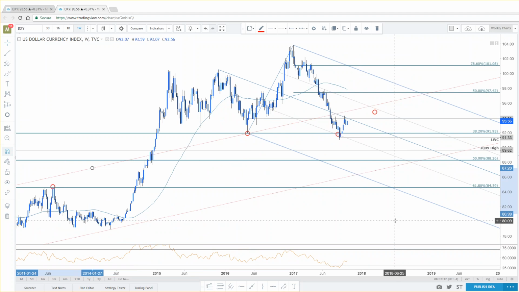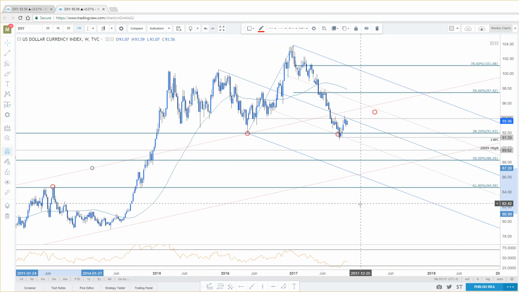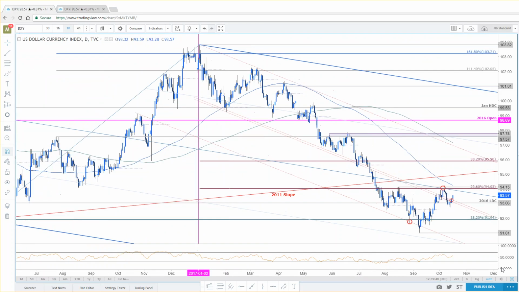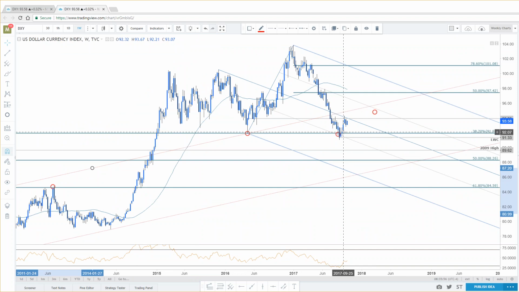Not to mention the monthly opening range is set. So if we were to pop through the highs, we'd be in a little bit of trouble here. That being said, the daily chart looks like this. Again, there's that same level. 2016 is actually the low day close here, and it comes at 93.06. There's the monthly open. And again, you're setting the monthly opening range right below that resistance that we talked about at 94, which we hit two weeks ago.